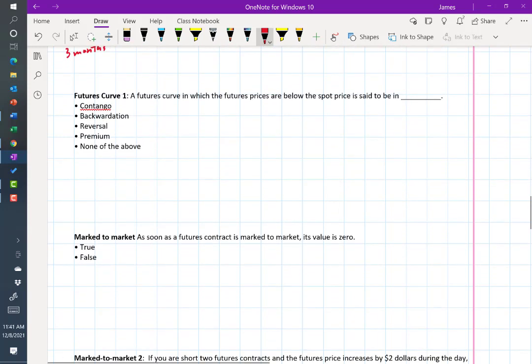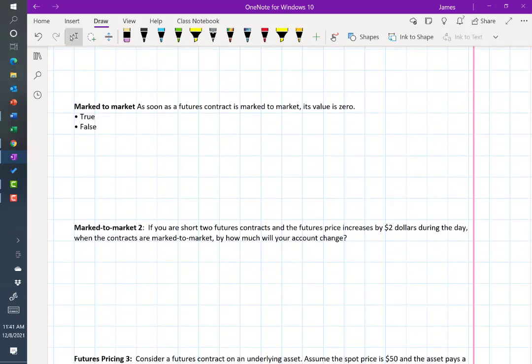Okay, let's keep going here. A futures curve in which futures prices are below the spot price is said to be in, okay, we already talked about this. Below the spot price, that was called backwardation. Okay, I like the funny names that they use there.